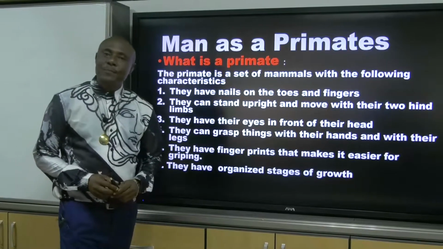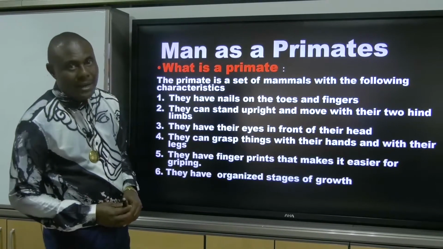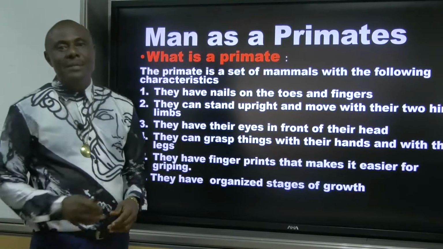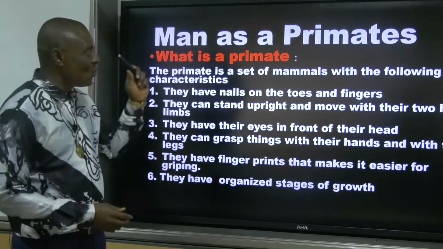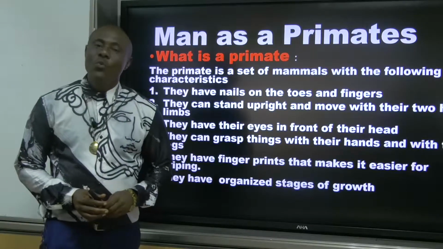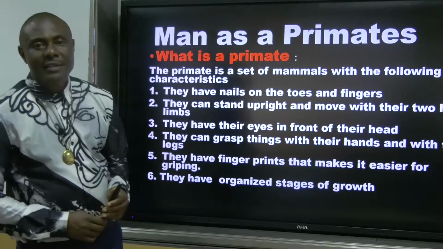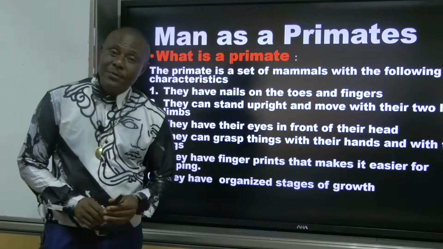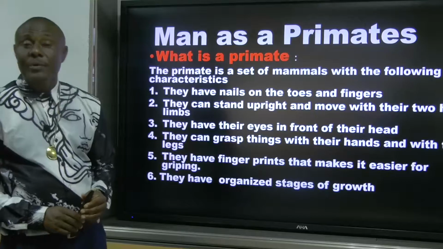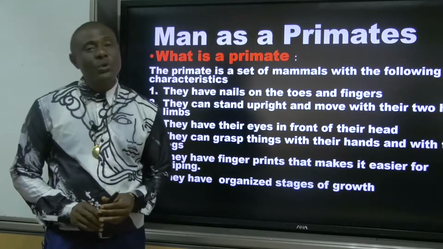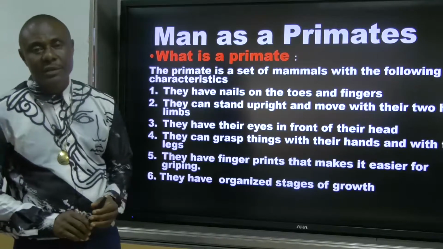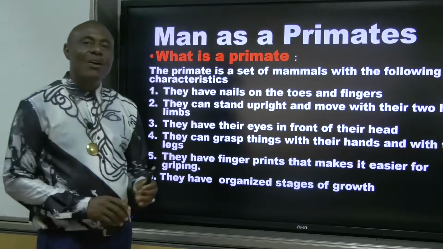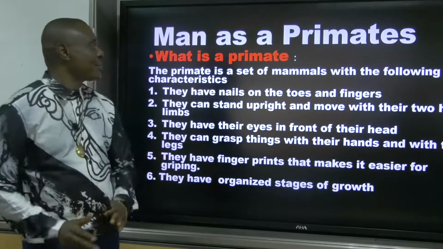The next thing there is the primates. Remember, we say man as a mammal and man as a primate. So let us look at what is a primate. What is a primate? I'm sure you are imagining. Have you ever heard of the word primate before? Yes. Some religious bodies use that word primate, but we're not looking at it from the angle of religion. We are looking at it from the angle of science and from the angle of man being a primate.